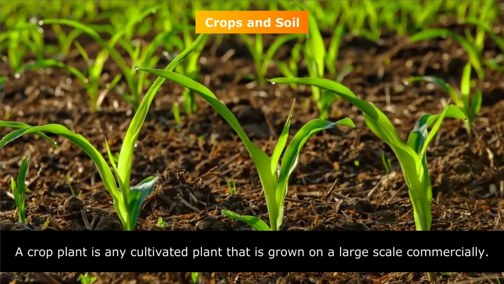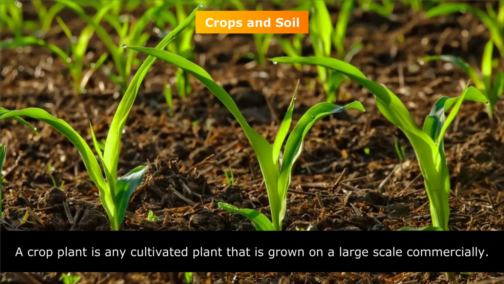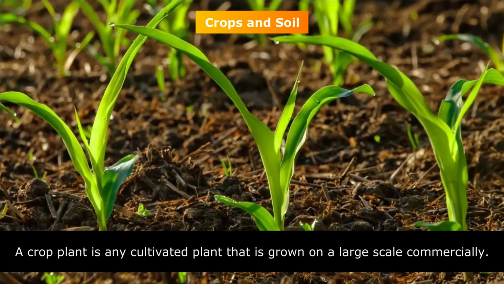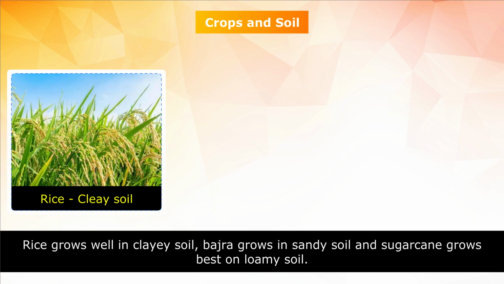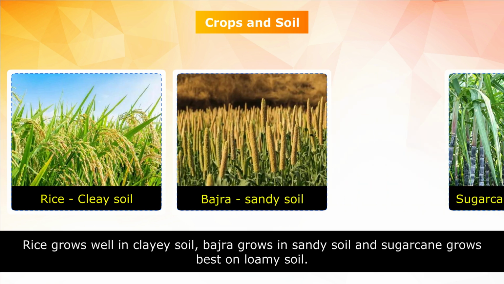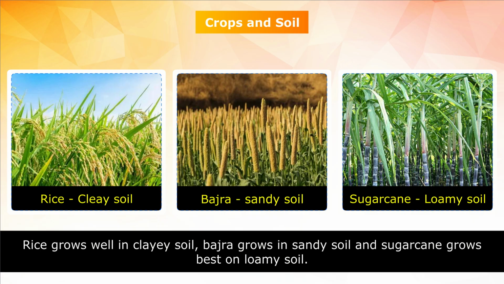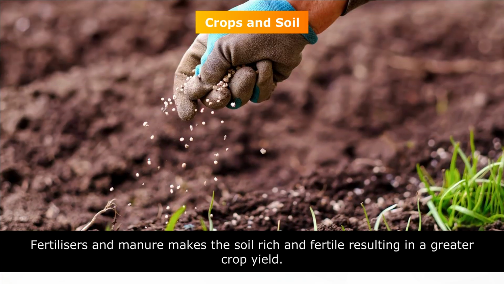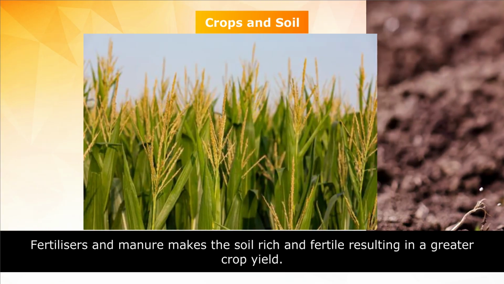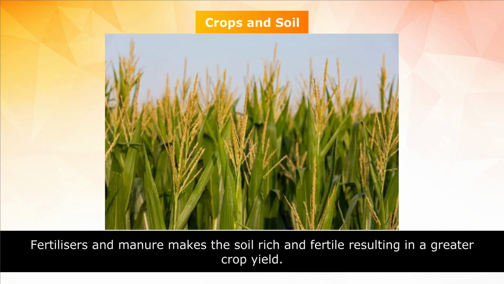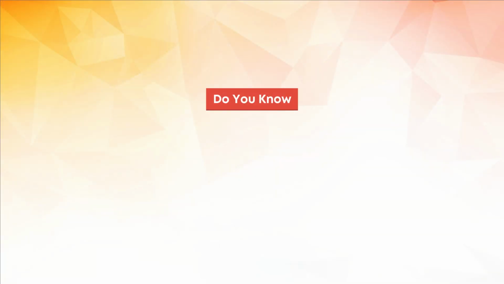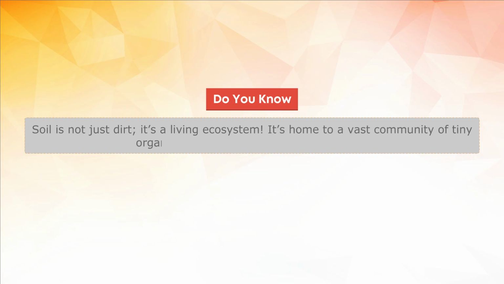A crop plant is any cultivated plant that is grown on a large scale commercially. Rice grows well in clayey soil, bajra grows in sandy soil, and sugarcane grows best on loamy soil. Fertilizers and manure make the soil rich and fertile, resulting in a greater crop yield. Do you know? Soil is not just dirt. It's a living ecosystem. It's home to a vast community of tiny organisms like bacteria, fungi, and insects.